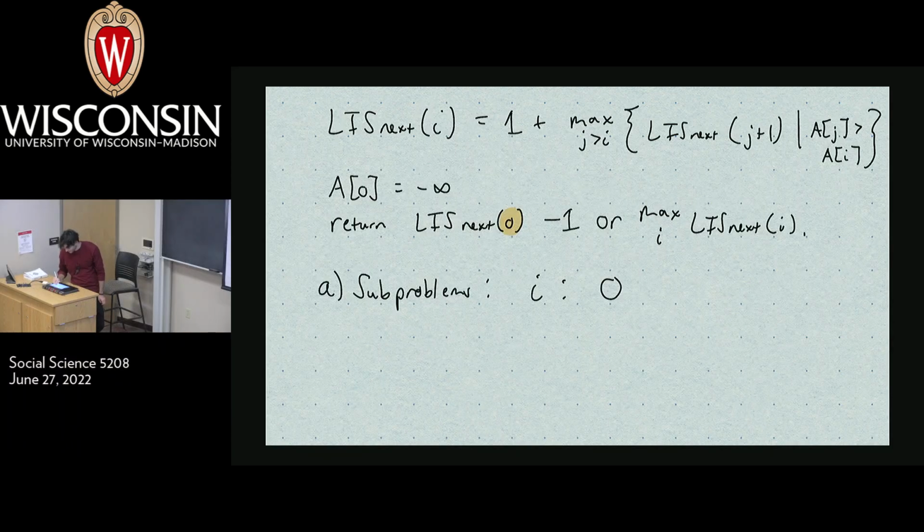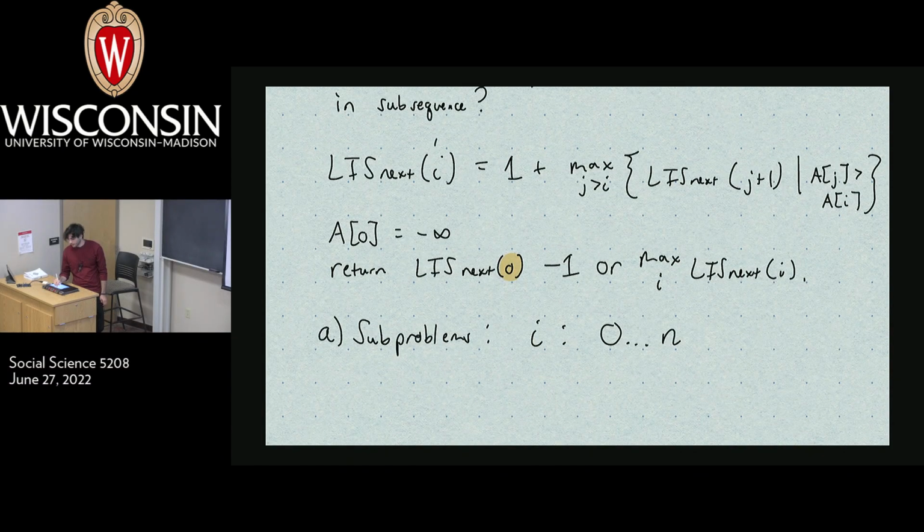So i can be 0 up to n. It will never be n plus 1, because if we plug in n here, the max will be empty, because there's no j greater than i. So in this recurrence, i won't actually go to n plus 1. It'll stop at n. So we have O of n subproblems.